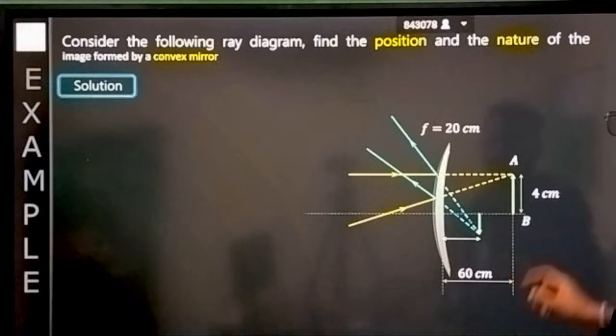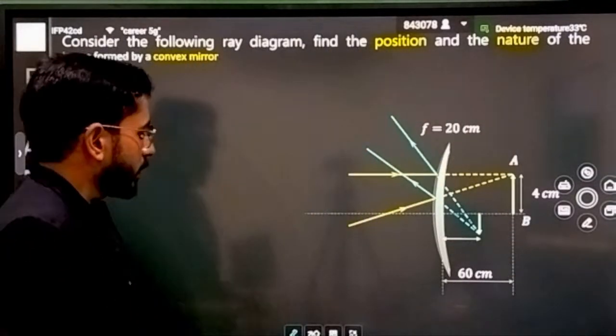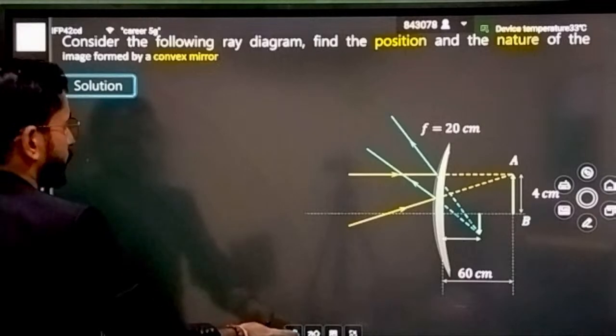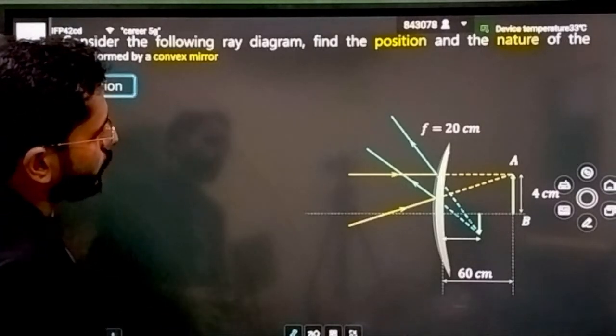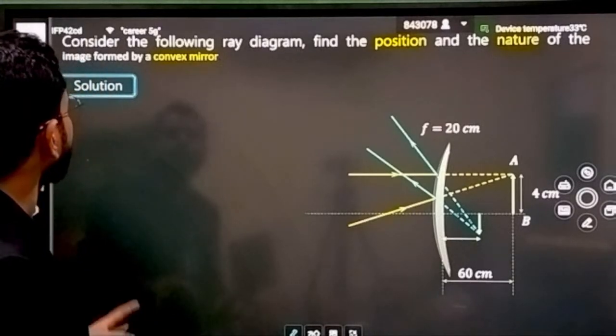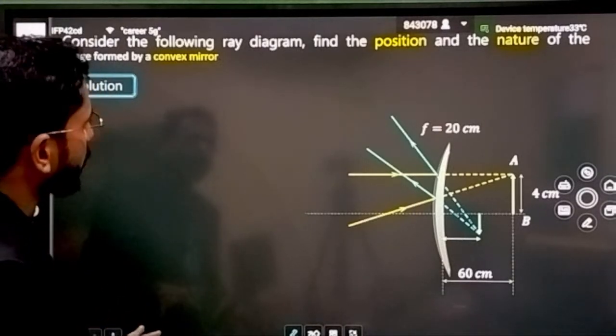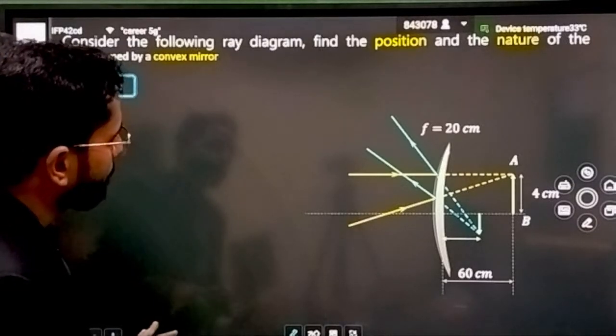See, solve this question. Try to solve this question. What is the question saying? Let's solve it. The first part asks you: consider the following ray diagram. Okay, a ray diagram is given to you. Find the position and the nature of the image formed by the convex mirror. You have to tell what is the nature of the image.